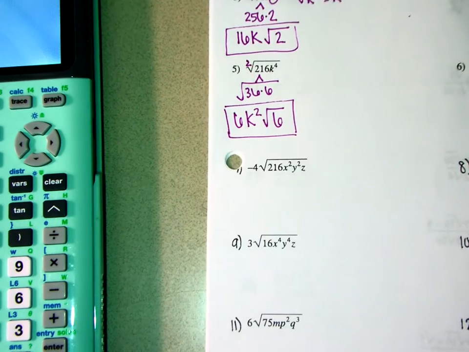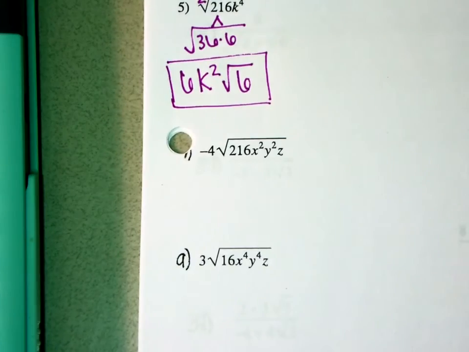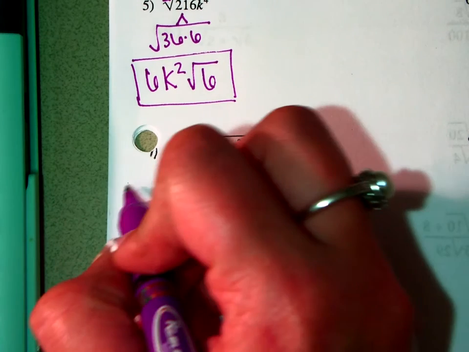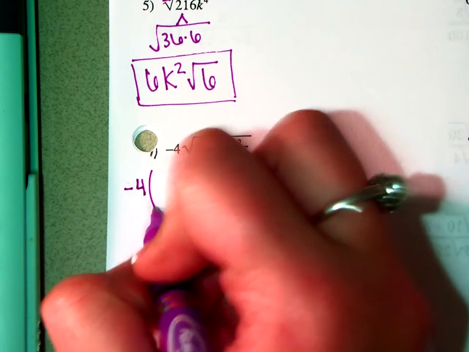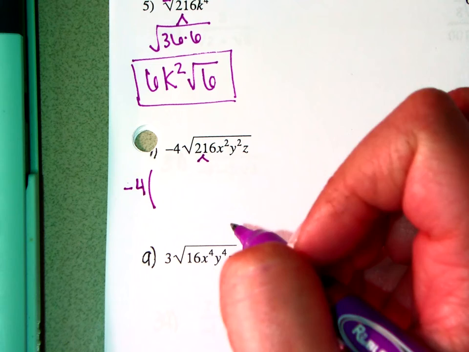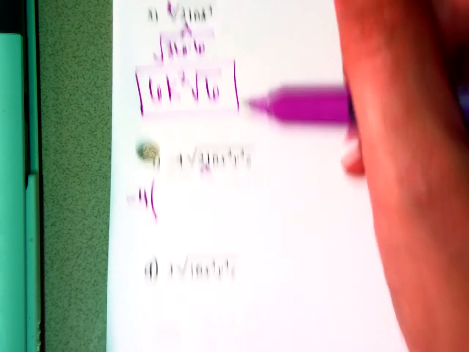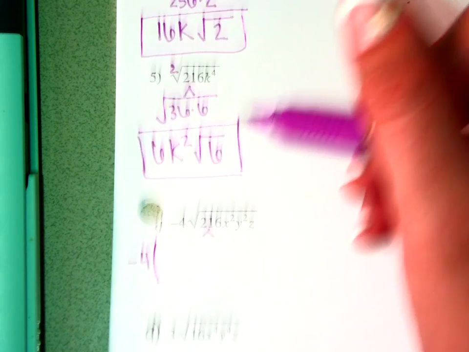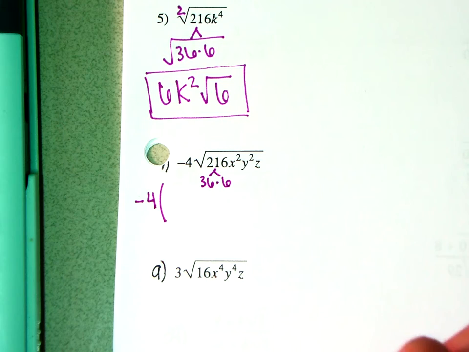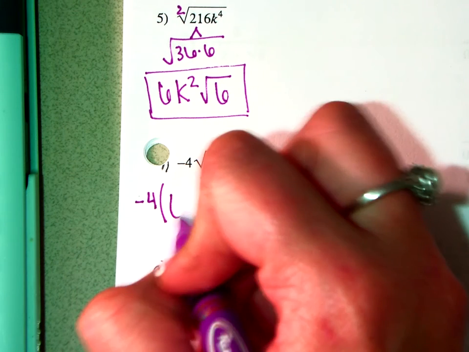All right, this next one, number 7, this one has a number out in front. What we're going to do is kind of ignore that number until the end. We're just going to pretend it's not there. So I'm going to break 216 up again, same problem as up above. 216 was 36. You'll see a lot of repetition, so 36 times 6.